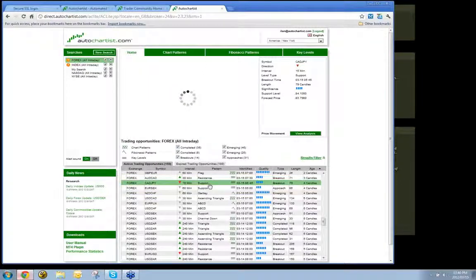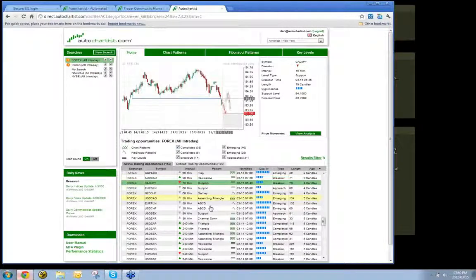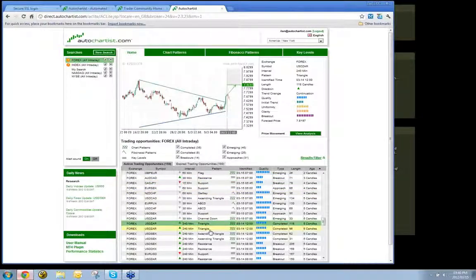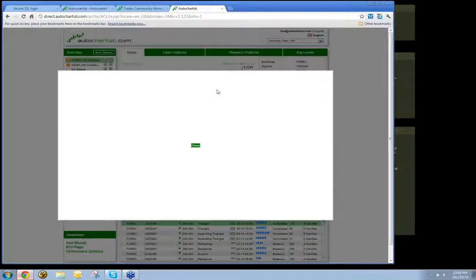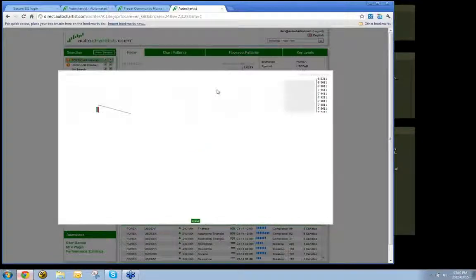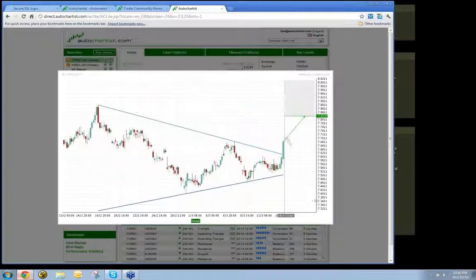So let me find one which is slightly clearer so that I can show my example more clearly. Okay. So I'm clicking around here. All right. Let's look at USD ZAR, seeing as it's close to home. All right. So that's supposed to be an age of 5. Now what you can see has happened here is that we identified the pattern when there was a breakout through the resistance level, and Autochartist forecast the price to go to 781.